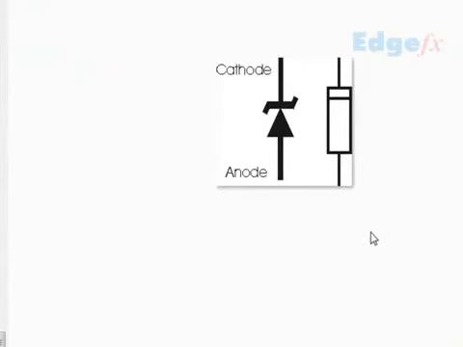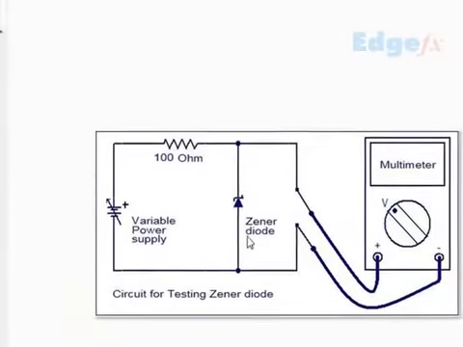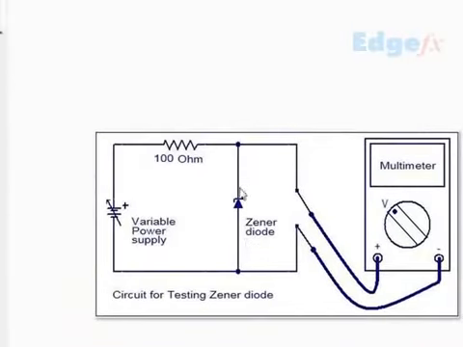Testing a Zener diode with a multimeter is not very simple. One has to take the help of a power supply, and then only it is possible. For example, like this, we take a variable power supply. This is the Zener diode, this is the cathode side, this is the anode side, and it can be tested like a diode. This way it will show like a diode, this way it will not show. So you will get confused whether it's a diode or a Zener diode.